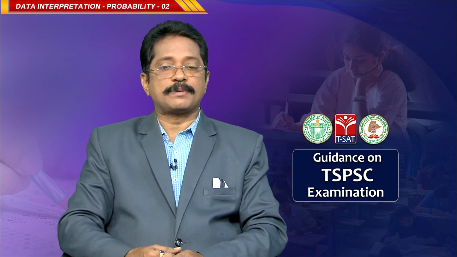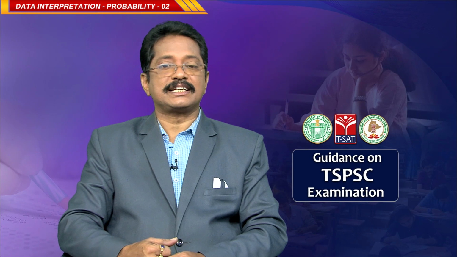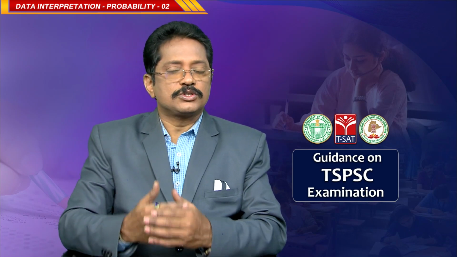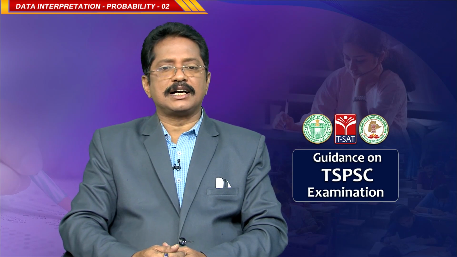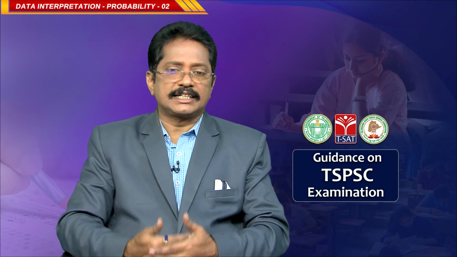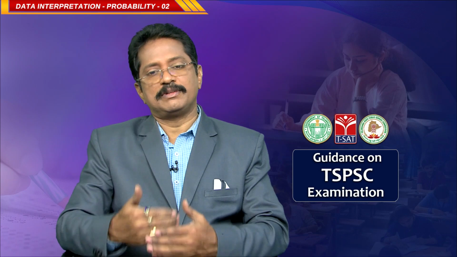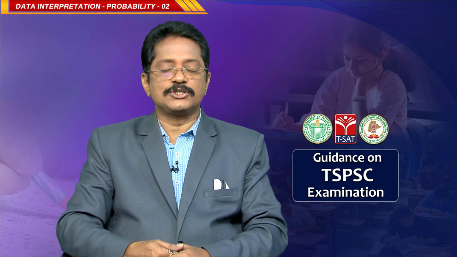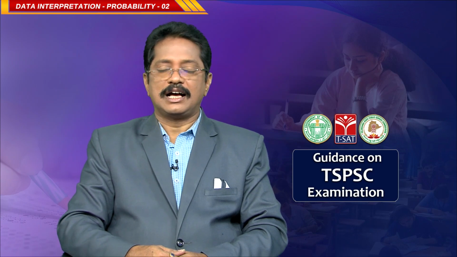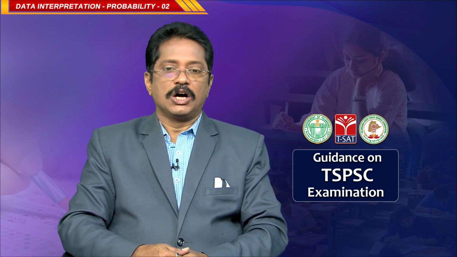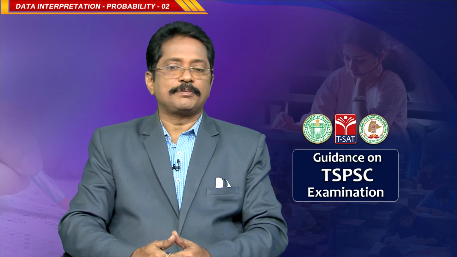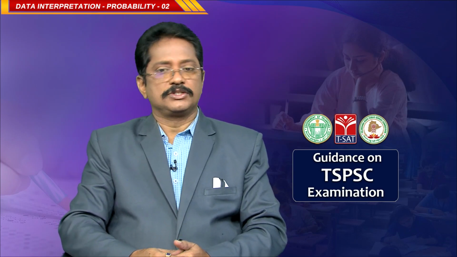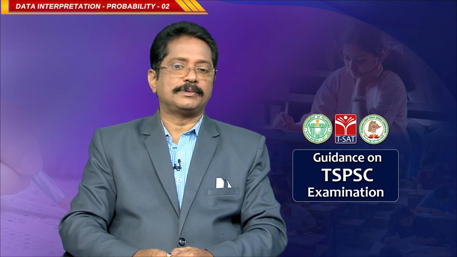Among the 6 papers, paper 5 has science and technology, data interpretation and problem solving. So, you have 3 sections in this paper 5. Section 1 and section 2 are meant for science and technology, and section 3 is exclusively for data interpretation and problem solving. In data interpretation and problem solving, one of the concepts is probability. So, we will discuss probability.